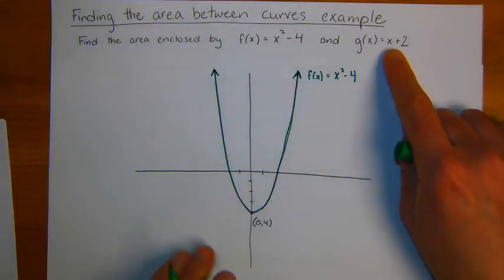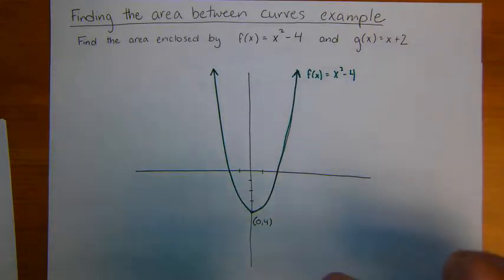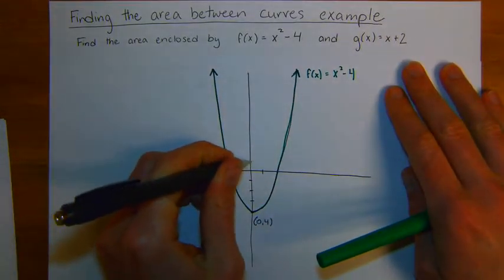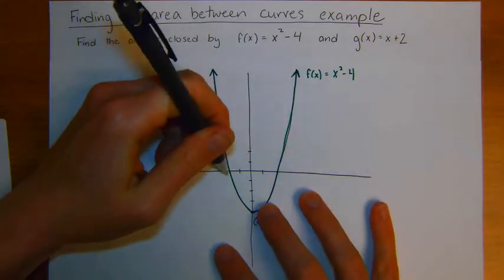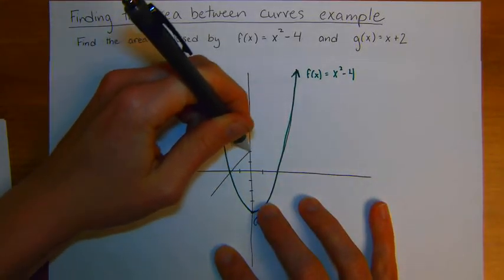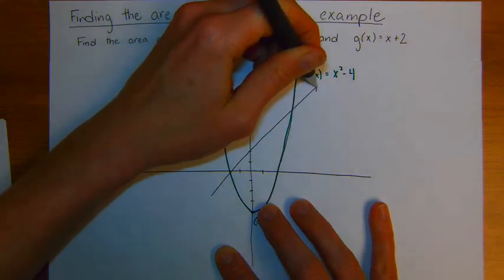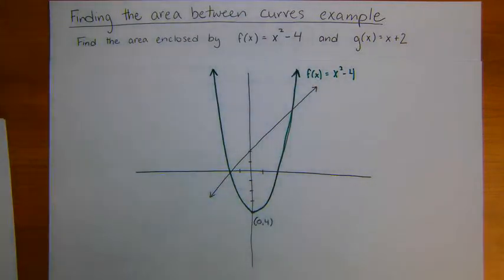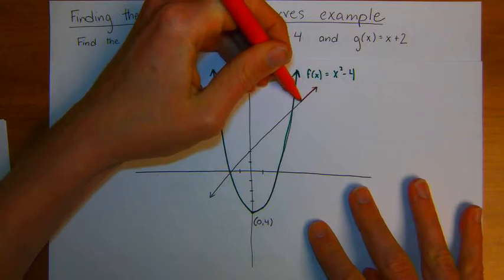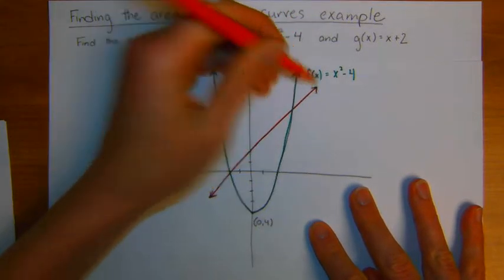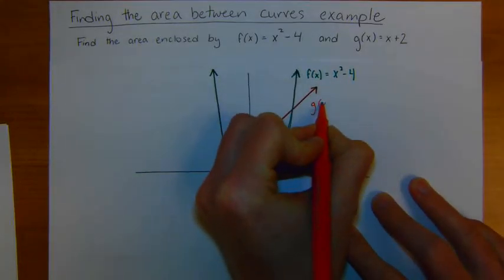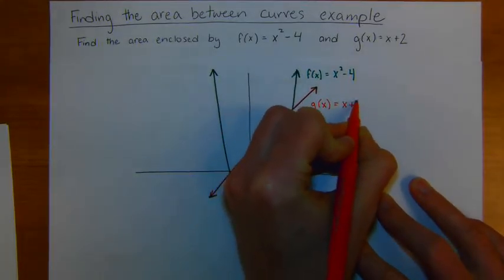Our g of x curve is just a straight line. It's a straight line that has a slope of 1 and a y-intercept of 2. I'll draw that one in red. g of x is equal to x plus 2.